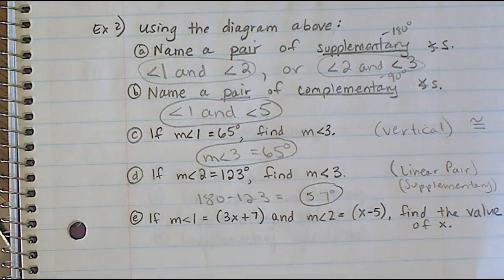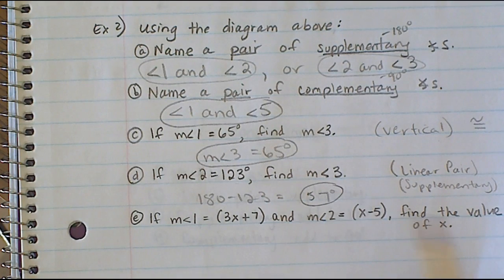Question D, if the measure of angle 2 is 123, find the measure of angle 3. Again, we kind of talked up top there that these angles are considered a linear pair, which means they're supplementary. So angle 3 has to be 57 degrees.